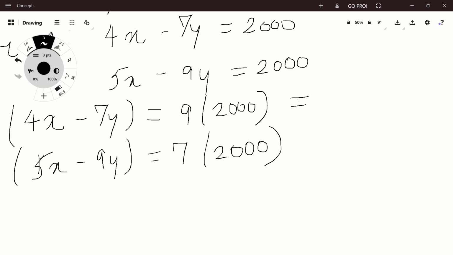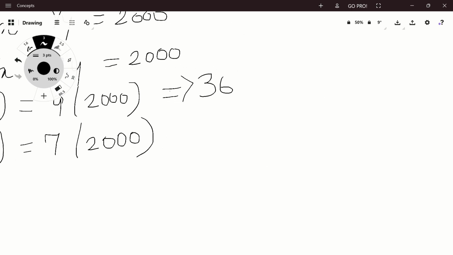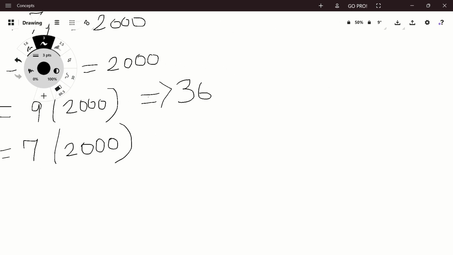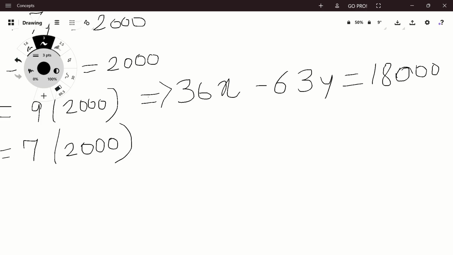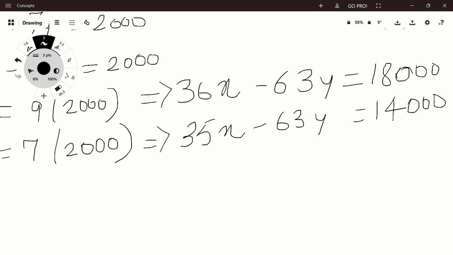which will be equal to 36x minus 63y, which is equal to 18,000, and 35x minus 63y, which will be equal to 14,000.